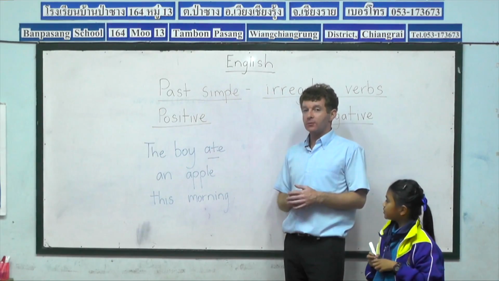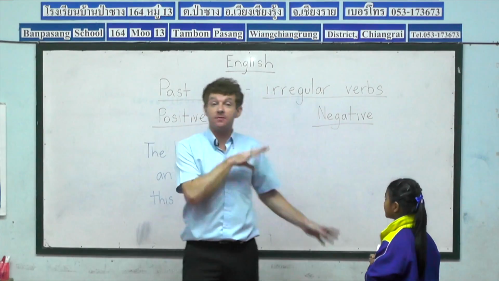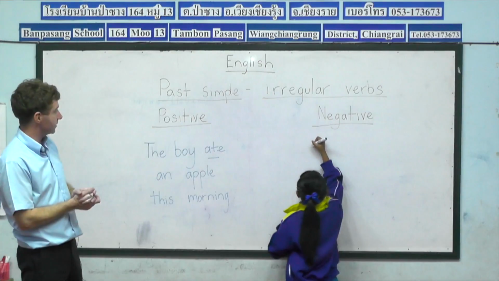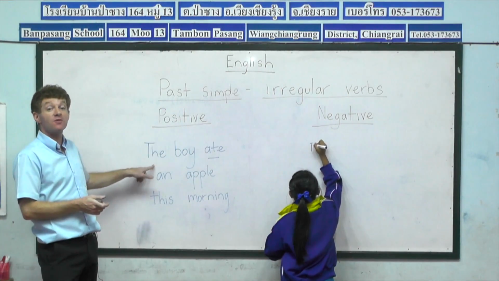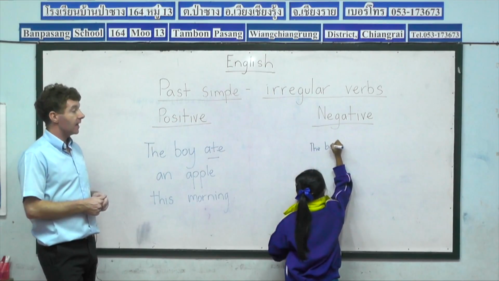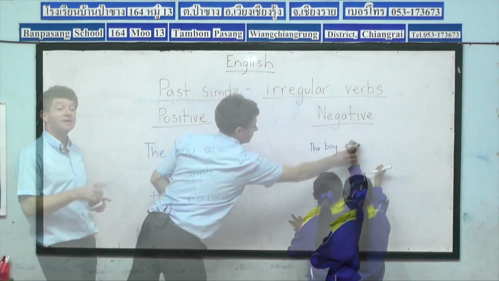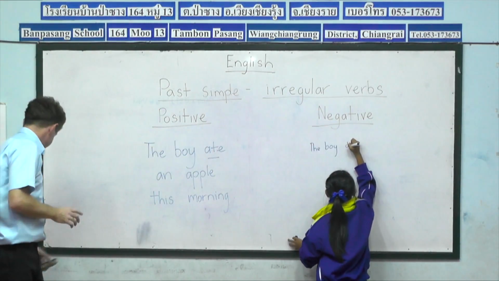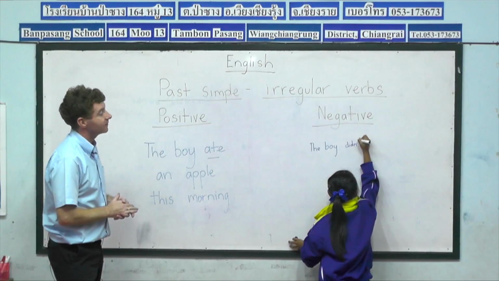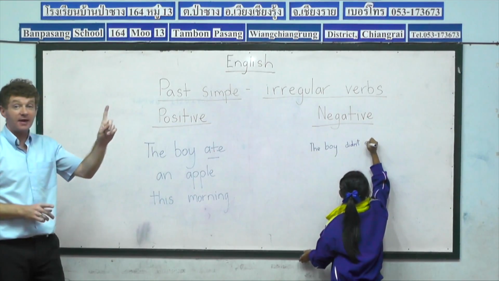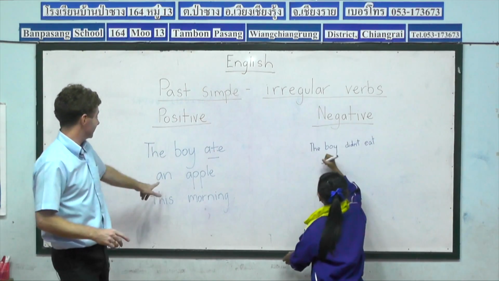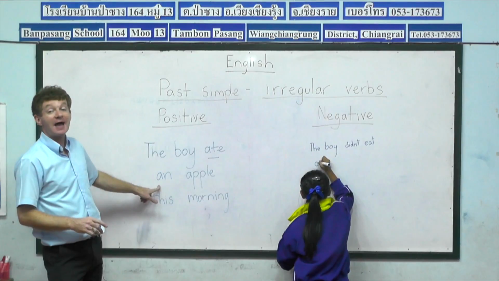But what we're going to do now is we're going to ask Park Bung to turn this sentence into the negative form. So Park Bung, take it away. First of all, we need the boy. The boy. And then what's our contraction, guys? The boy didn't. D-I-D-N-T. And then our normal verb word. Eat. Perfect. And what didn't he eat? An apple.